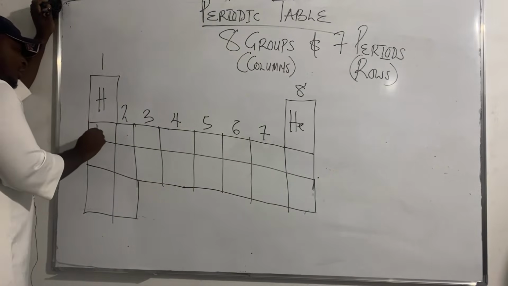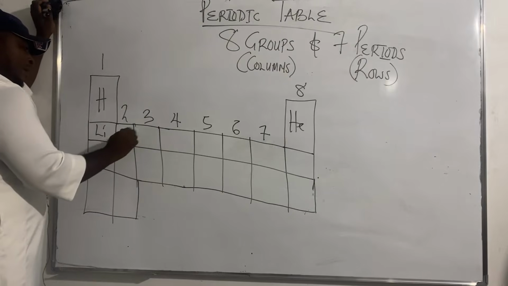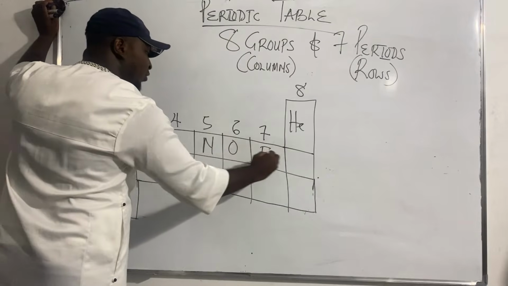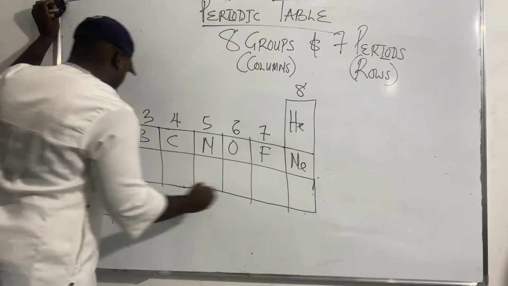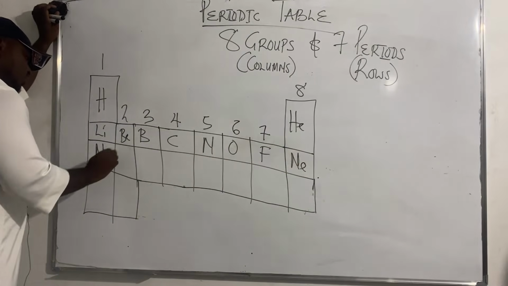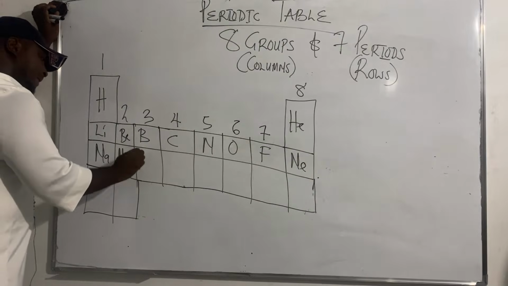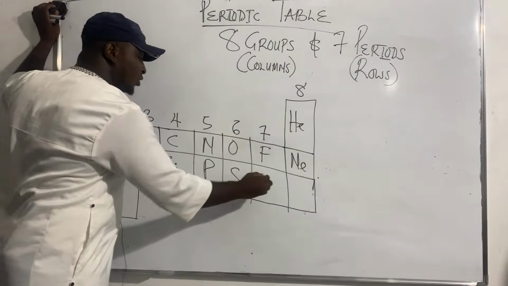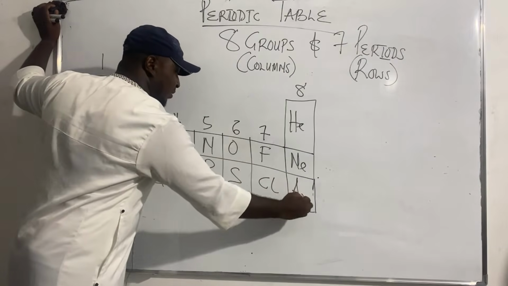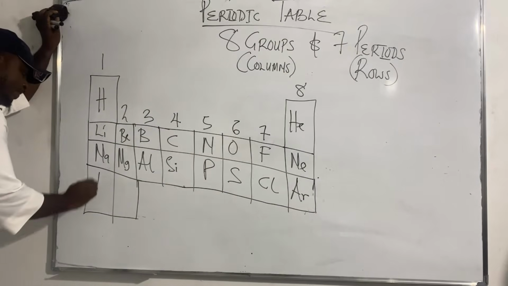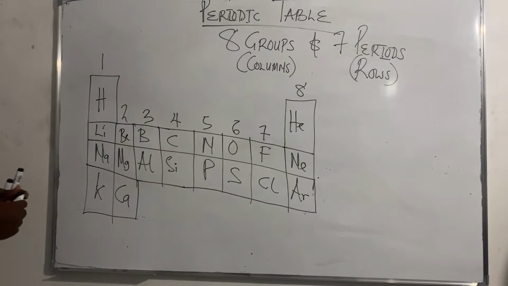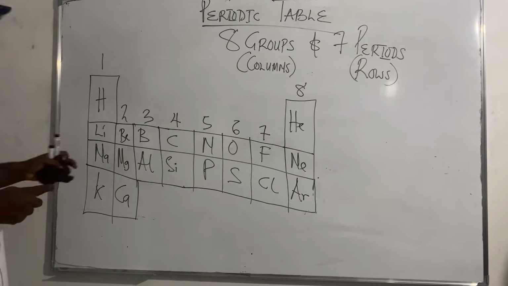Hydrogen, helium, lithium, beryllium, boron, carbon, nitrogen, oxygen, fluorine, sodium, magnesium, aluminum, silicon, phosphorus, sulfur, chlorine, argon, potassium, calcium. Class, I've just brought out the first 20 elements of the periodic table you should know.